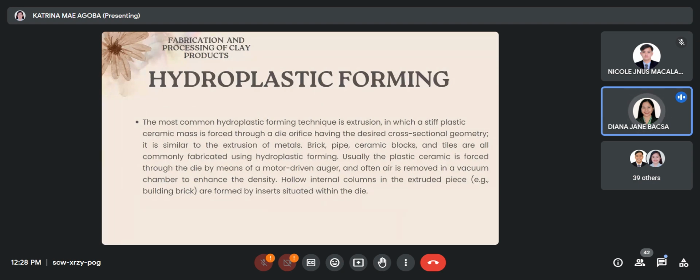Usually, the plastic ceramic is forced to the die by means of a motor-driven auger, and often air is removed in a vacuum chamber to enhance the density. Hollow internal columns in the extruded pieces, for example in building brick, are formed by inserts situated within a die. So, ang advantage po ng hydroplastic forming is simple, efficient, and cost-effective, suitable for mass production. And meron din po siyang disadvantage, which is that it is limited to shapes that can be formed by a die. Next po.